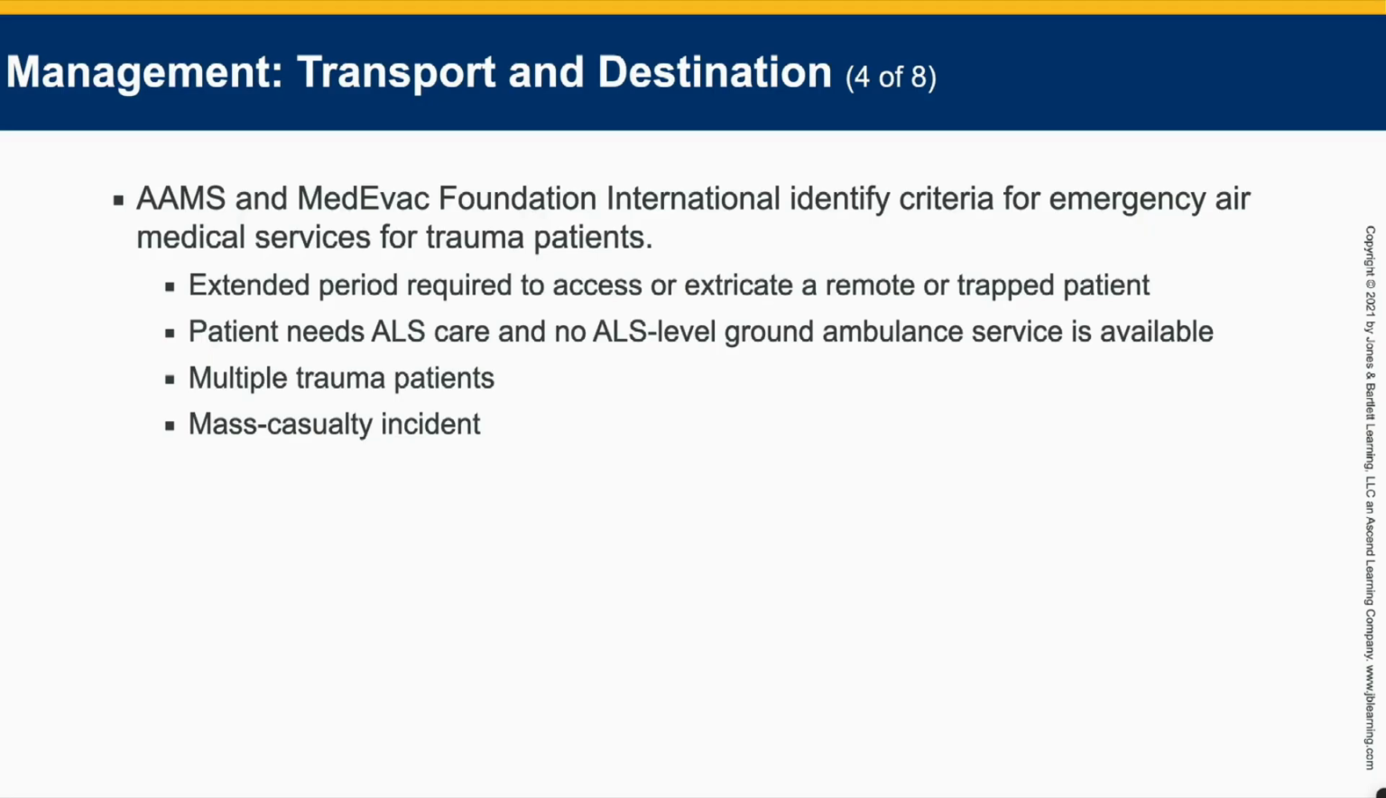It's also important when a patient needs ALS care, but there's no ALS ground units available. You should also consider it in situations with multiple trauma patients or during a mass casualty incident where resources are stretched and rapid transport is critical. The big takeaway here is to think about how quickly you can get the right level of care to the patient or the patient to that care. Air medical is just another tool to help you do that.